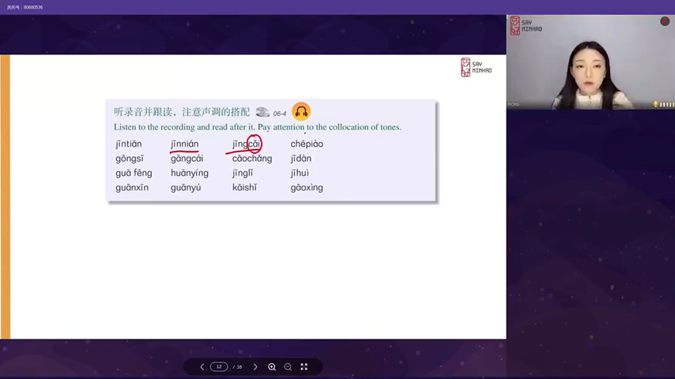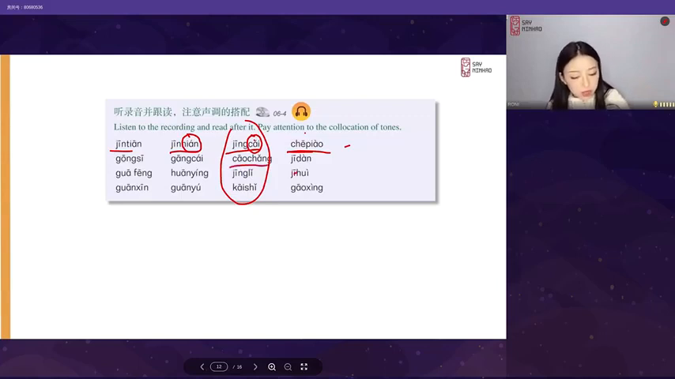It is a third tone. We need to read it as a half third tone, okay? 精彩. Next one, 车票, 车票. Okay, we can see there is nothing special about other groups, other tones. So let's focus on the third tone line. So next one is 操场, 操场. Read it as the half third tone.